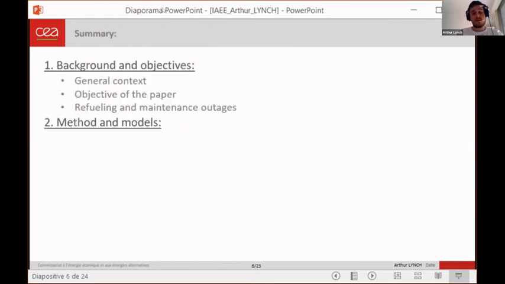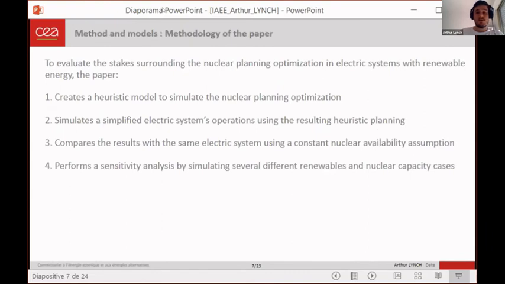So now the method that we built and the model to assess the impact of nuclear planning optimization on electric system operation. The model is structured in 4 steps. First of all, we create what we call a heuristic model that aims to simulate nuclear planning optimization. Then we simulate a simplified electric system operation with the resulting heuristic planning found with our model.